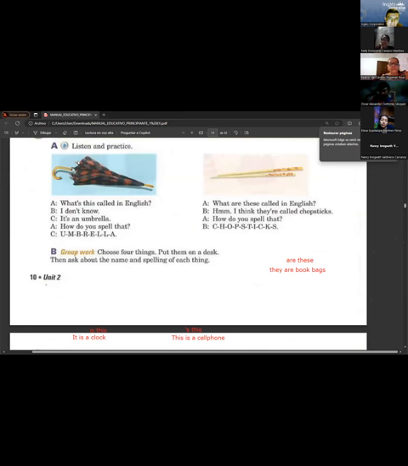Okay, tenemos este pequeño diálogo. Y dice, what's this called in English? I don't know. It's an umbrella. How do you spell that? U-M-B-R-E-L-L-A. Una vez más. What's this called in English? I don't know. It's an umbrella. How do you spell that? U-M-B-R-E-L-L-A.